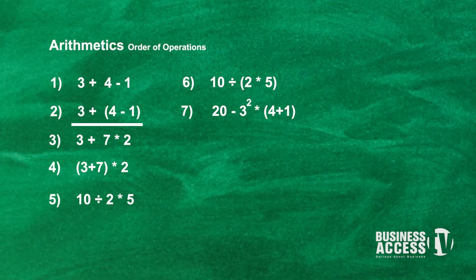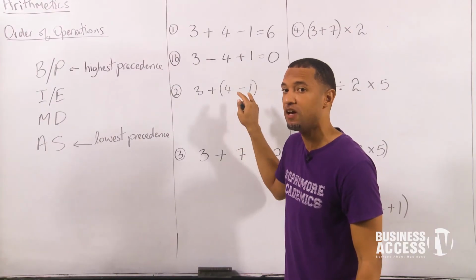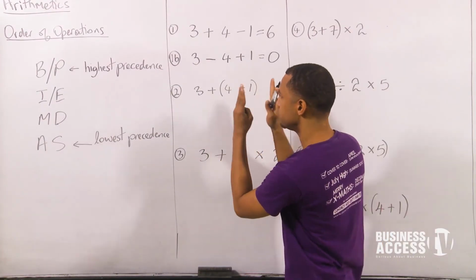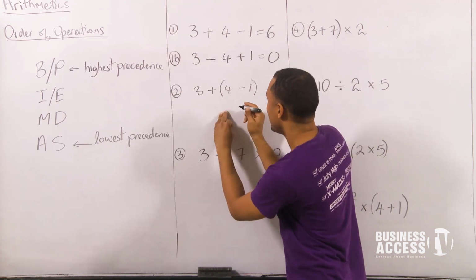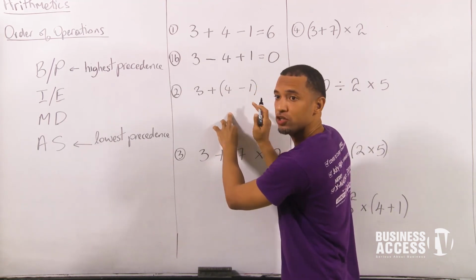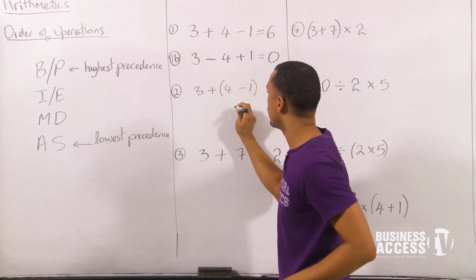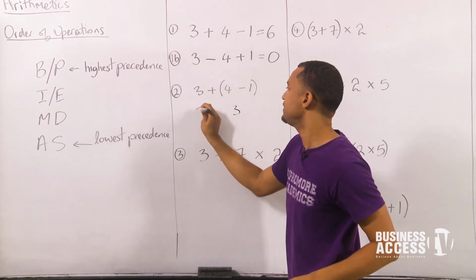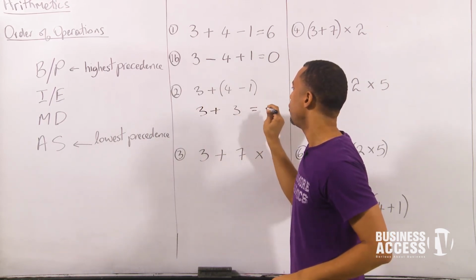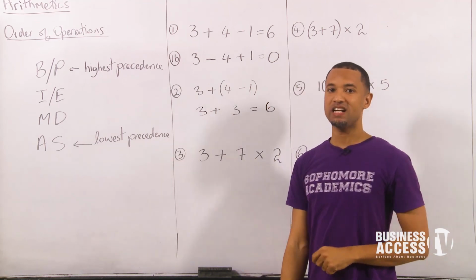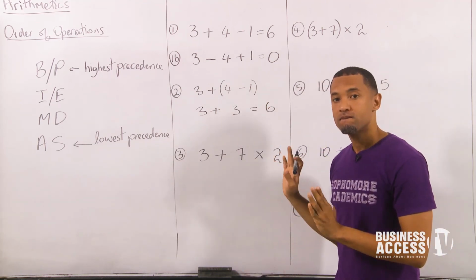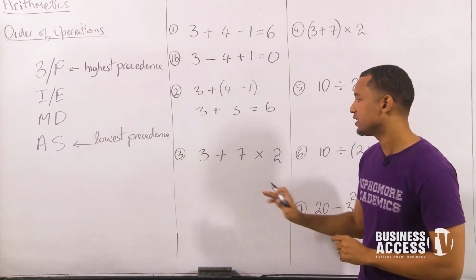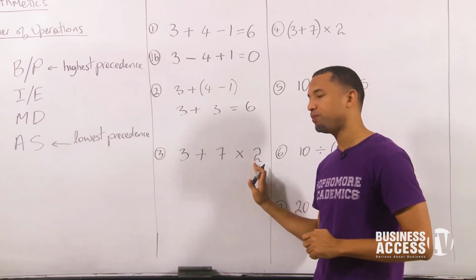Ladies and gents, once you see brackets, always work what is in the brackets first, or the parentheses first. So you just zoom in, and 4 minus 1 is 3. So you work that out. And so this is 3 plus 3, which gives you 6, ladies and gents. We have that? All right, let's move to this. 3 plus 7 multiplied by 2.